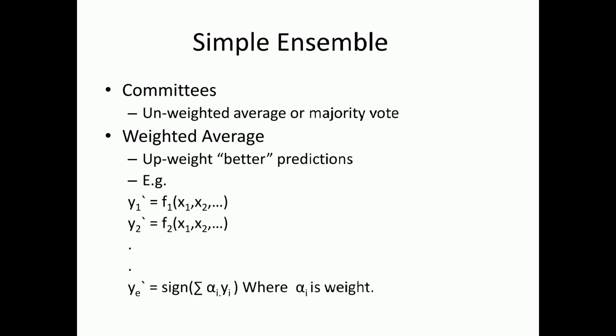Let us see now the simple ensemble technique. All the unweighted average or the majority votes are considered, and the weighted average gives more weight to the better prediction. For example, if y1 dash is a function f1 of all the inputs x1, x2 up to xn, y2 dash is another function, let's say f2, on the same data set, and y is nothing but the sign of the summation of alpha i into yi, where alpha is the weight. So we will assign a weight to each particular output, and then we will combine all those together.